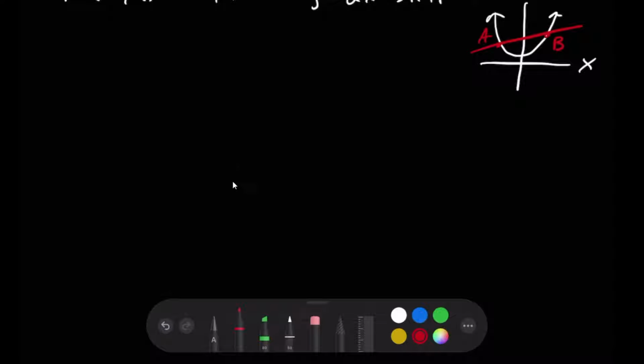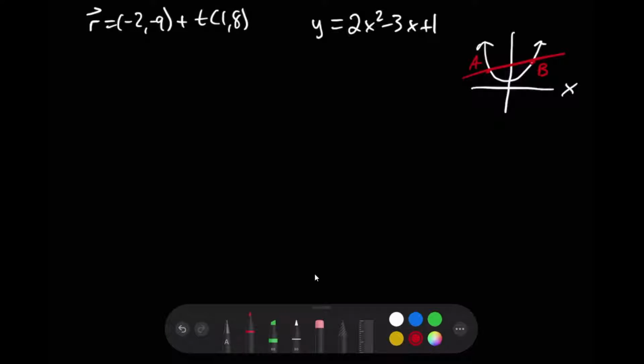And maybe I should adjust the screen so you can actually see what I'm writing. That's better. The first thing I'm going to do here is rewrite my vector equation in parametric form. So I'm going to have x equals -2 plus t, and y equals -9 plus 8t. And I'm looking for these 2 points of intersection here, A and B.